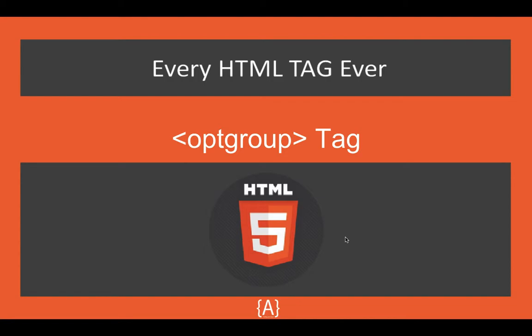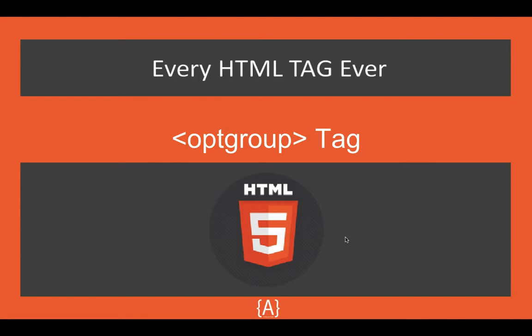In this tutorial I'm going to talk about the optgroup tag. What it does is group related options in a drop down list. If you have a long list of options and you want users to choose only one, you can use this. In this way you can categorize them.